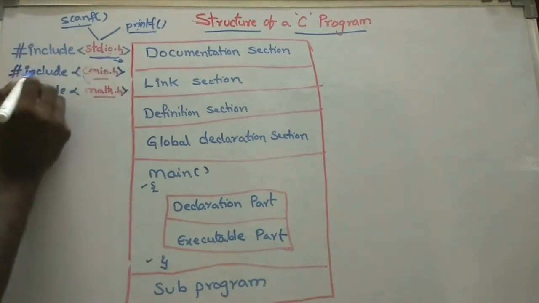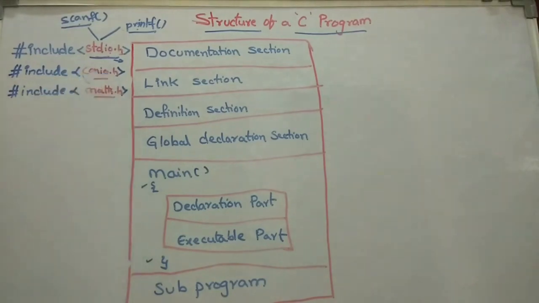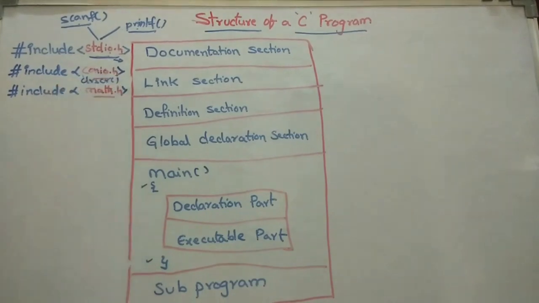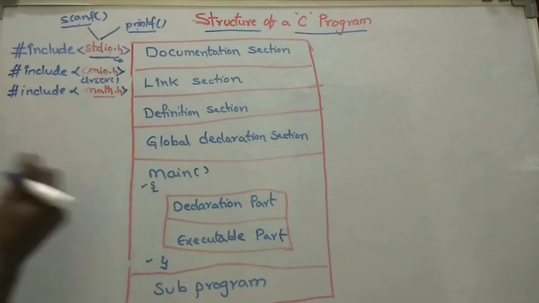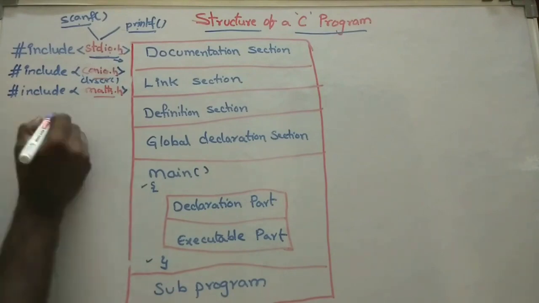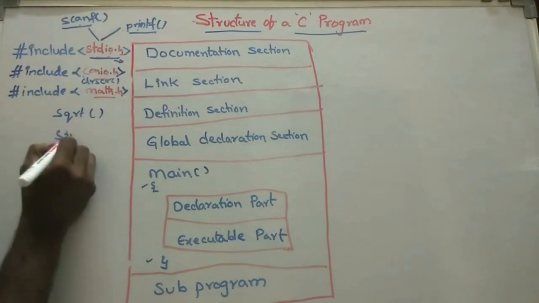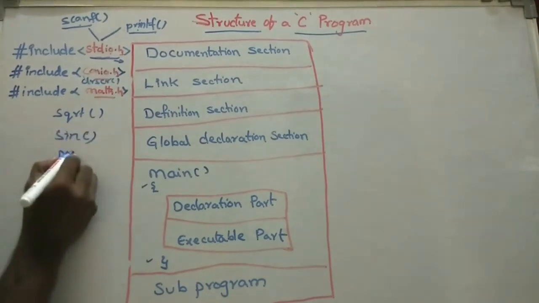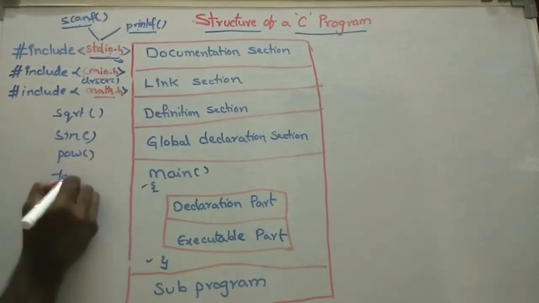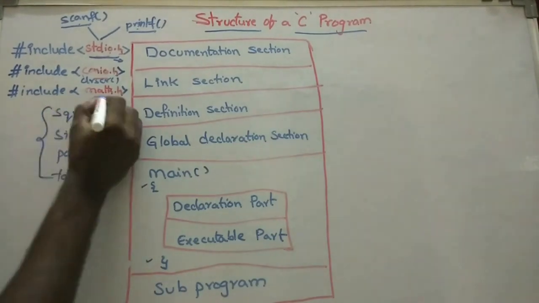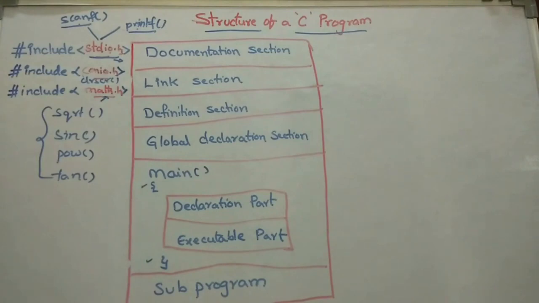Same way, if I include conio.h, meaning console input and output, what is the need of this header file? Suppose I want to use the clear function, I have to use it. And when can I use mathematical functions? If I want to perform any mathematical operations, suppose I want to find the square root function, the sine function, the power function, or the tan function, then I include the math header file.